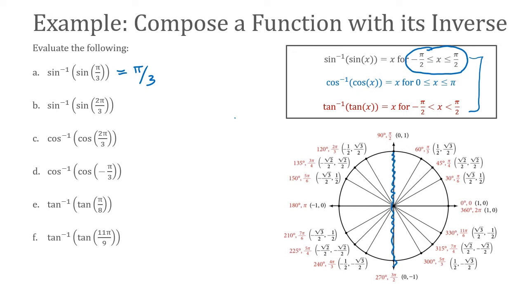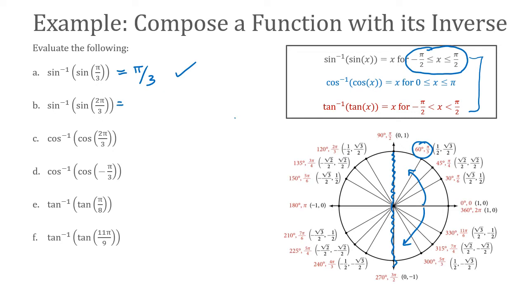So if pi over 3 is in the first quadrant or the fourth quadrant, then that's a good answer. And it is, because pi over 3, I see, is in the first quadrant. Now, let's look at part B. Inverse sine of the sine of 2 pi over 3. Is that going to equal 2 pi over 3? That's what we hope for.